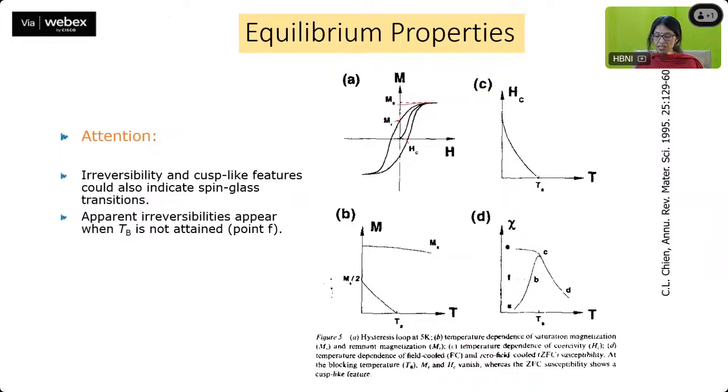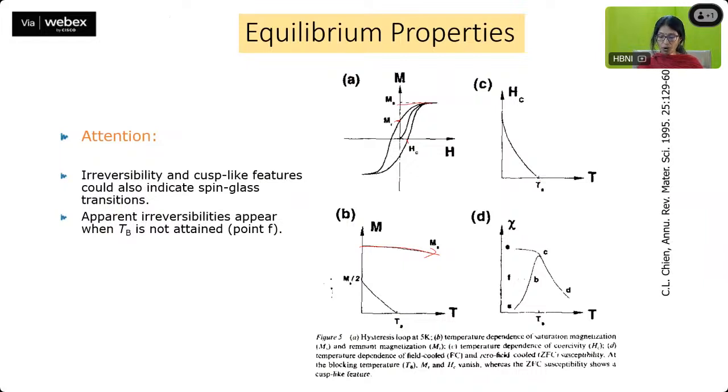Then at B, what you see is the temperature dependence of saturation magnetization MS and remnant magnetization. So this is how it is going to look. With temperature, this is how your saturation magnetization is going to look, as is shown in this particular plot. Then C is showing you the temperature dependence of coercivity. So as your temperature is increasing, the coercivity value is decreasing.